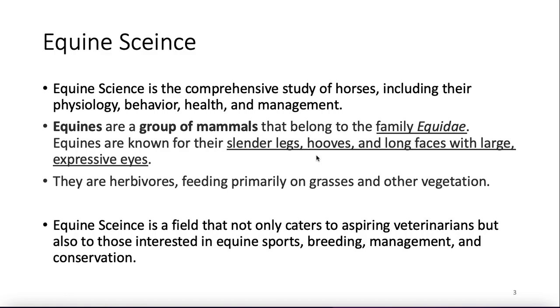So these hoofs, in our modern or domesticated horse, we see the single hoof. It has evolved by the development of the third toe and the degeneration of the other toes. And it also has long faces with expressive eyes. As we see in the horses, they have more expressive eyes as compared to other animals, and because of their habit, they are herbivores, obligate herbivores, feeding both on roughages and concentrates depending on the stage of the animal and the purpose of the farming.